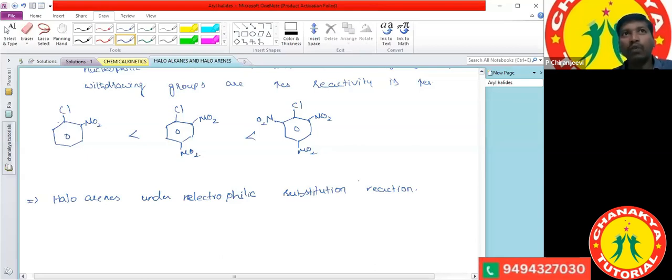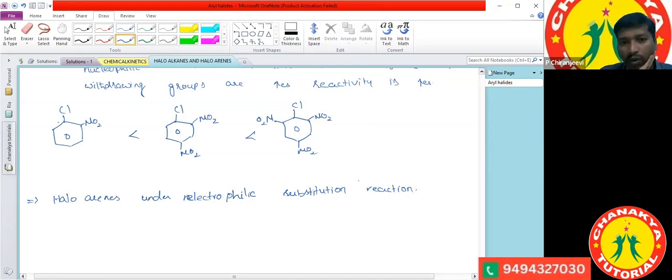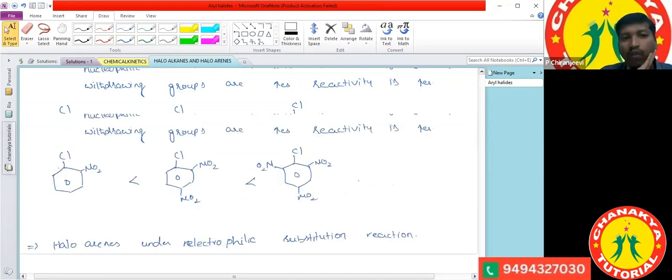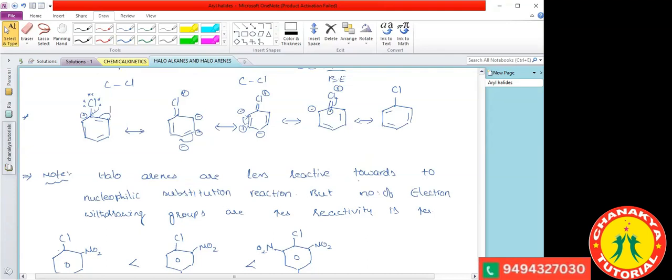So what is the electrophilic substitution reaction? Do you have any idea? It is when an electrophile gets substituted in the compound. Okay. Now in haloarenes, at which positions is the electrophile going to be substituted? Can you guess? Para position, para and ortho.